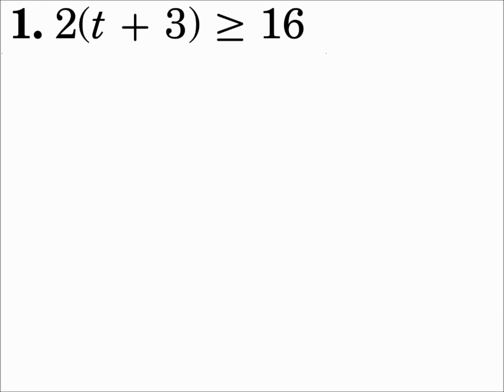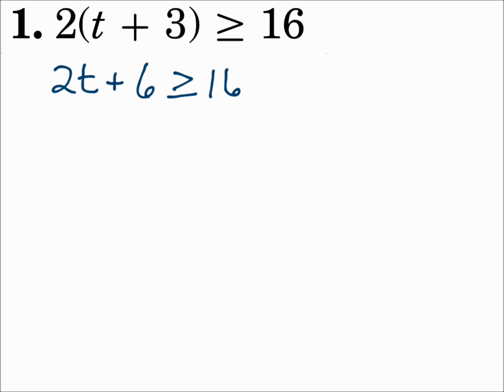Number 1. 2 times the quantity t plus 3 is greater than or equal to 16. We can distribute first. Remember, when you distribute, you do the outside times every piece inside. 2 times t is 2t. 2 times 3 is 6. Greater than or equal to 16.